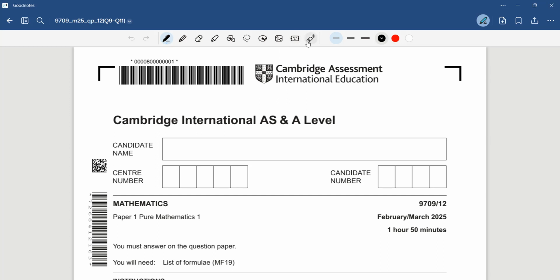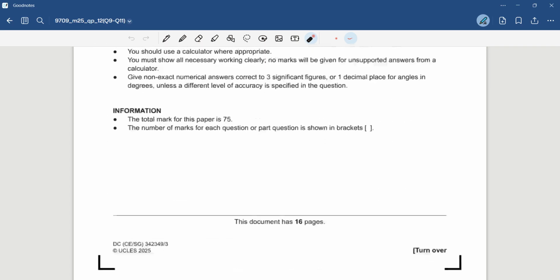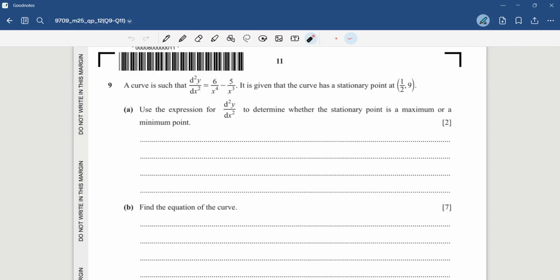Into Pure Maths 1, February/March 2025, question number 9 until question number 11. Question number 9. A curve is such that d²y/dx² is equal to negative 6 over this, and the curve has a stationary point. When they say stationary point, you must know that dy/dx is equivalent to 0 when x equals 1/2, at the point (1/2, 9).